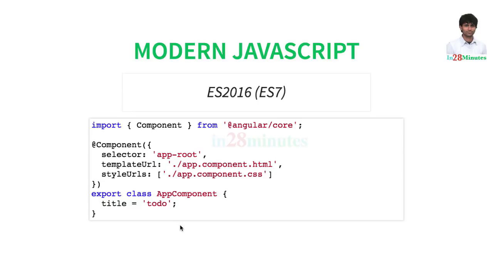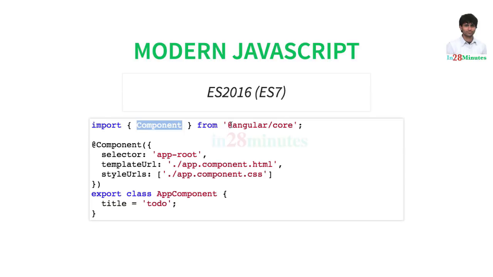Modern JavaScript supports features like classes. You even have annotations. However, these annotations in JavaScript are called decorators. You can import classes from modules. So modern JavaScript has all the features that are typically present in object-oriented programming languages like Java.